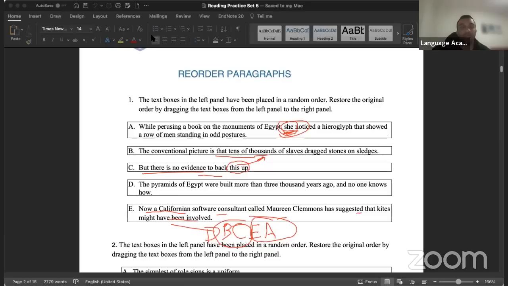All right. So for this one, the right answer will be D, B, C, E, A. It's a little bit confusing, but still I would say your pairs should be correct, especially the pair of E and A. No matter what happened, that one should have been correct. And BC is very simple as well. He's talking about the conventional picture, and then he will talk about this should back this up.